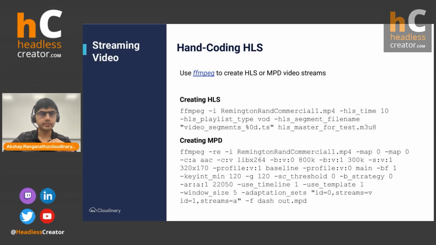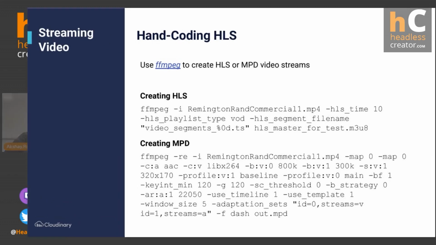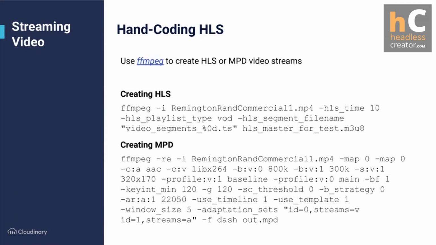Now, if you notice, the command is kind of complex and it keeps growing in complexity as you start adding more and more of these different representations that you need. So if you have just 760 pixel, that's one set, 1080, another set, and so on, right?